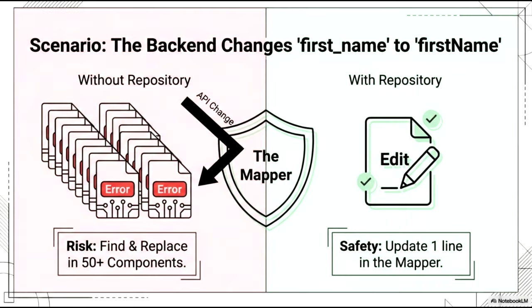Conversely, on the right, we see the advantage of implementing a repository with a dedicated mapper. The mapper acts as a protective shield between the external API and your application's internal logic. When the backend structure changes, your components remain completely untouched. You simply update a single line of code within the mapper to reconcile the difference. This architectural choice ensures safety, simplifies maintenance, and keeps your front-end resilient against back-end volatility.